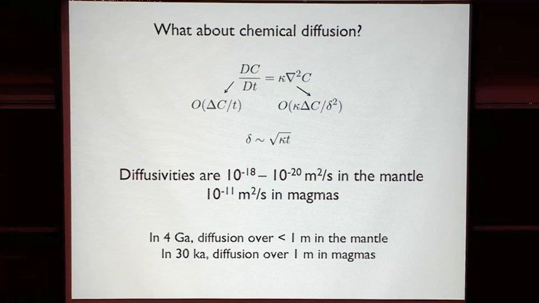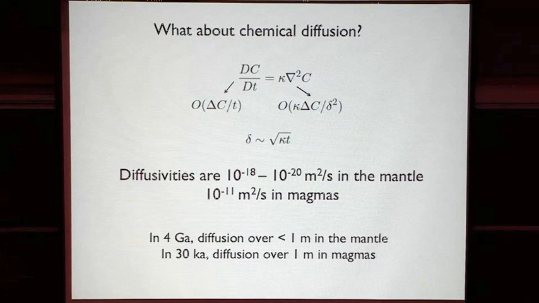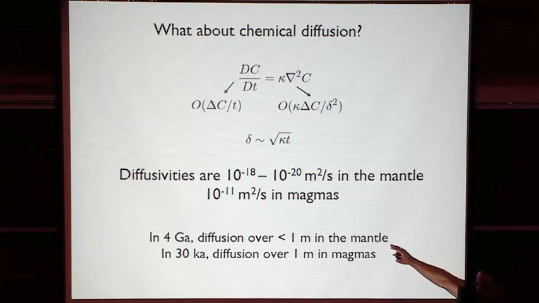So given diffusivities of typical species inside mantle rocks, we find that over a 4 billion year time period, right, diffusion occurs over length scales of about 1 meter. That's not very big, right? So it suggests you don't need to worry much about diffusion inside Earth's mantle.